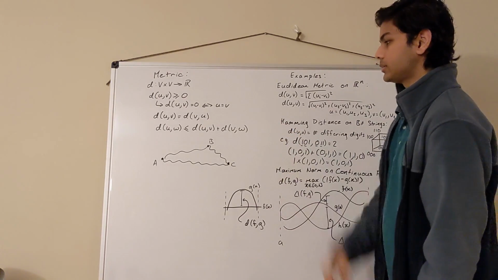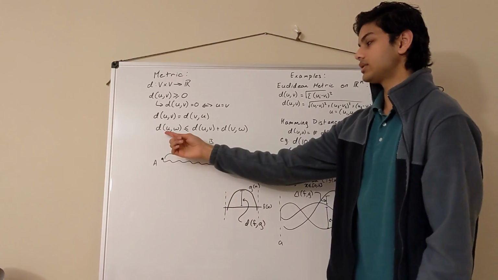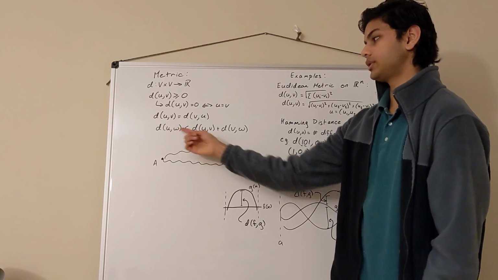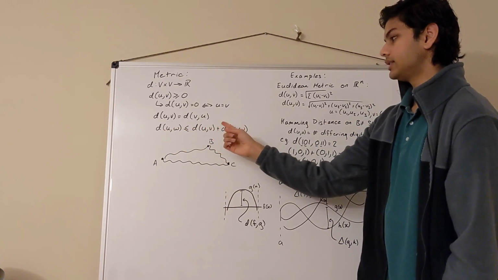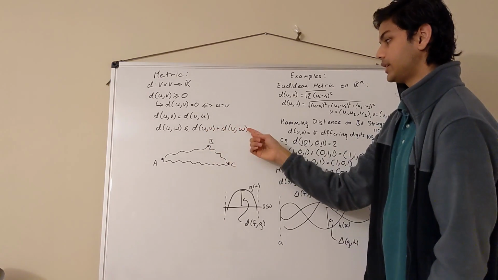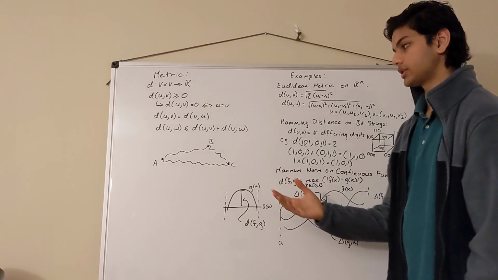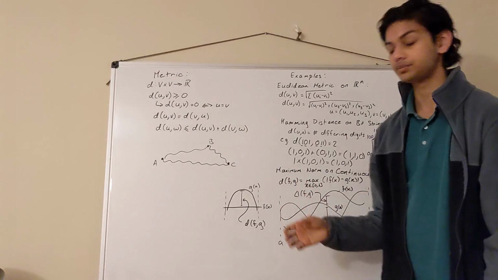And then this one is the most interesting condition, and it's called the triangle inequality. It says that the distance between u and w, for u and w being vectors, is less than or equal to the distance between u and v plus the distance between v and w, where v is any vector. Could be u, w, or some other vector that's separate.